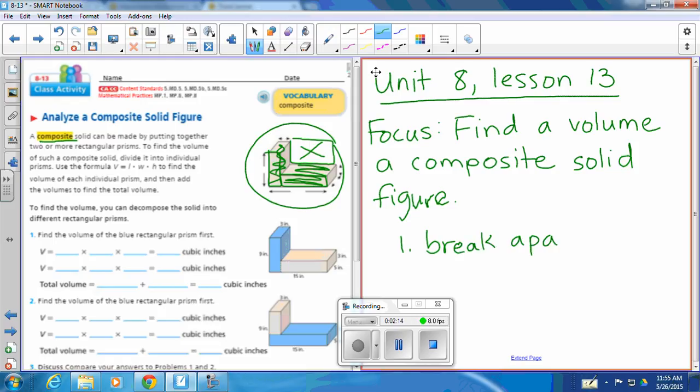Oh, where'd my marker go? What's happening? I don't know why that's not working. Well, that's fun. Let me see if it'll let me type.